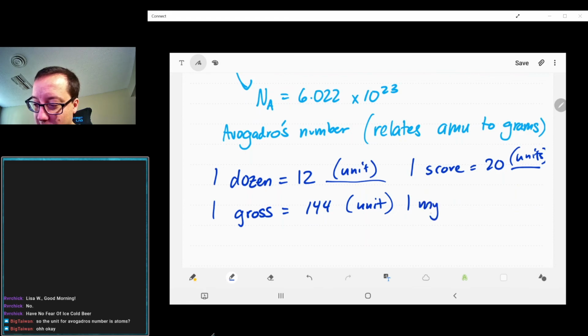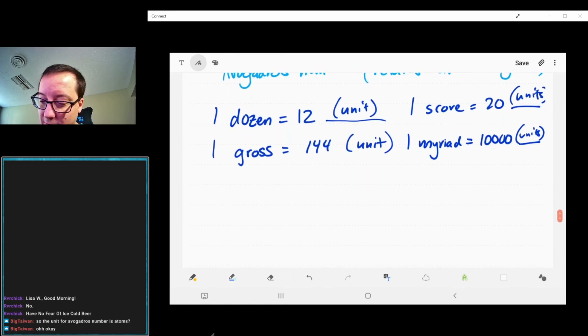We have other words in English. A myriad is 10,000 unit, whatever that may be. 10,000 books. These are all just kind of terms we have. And so we're going to see for us in chemistry.